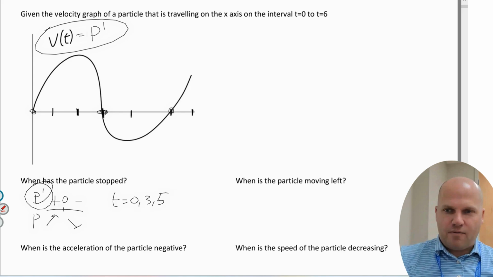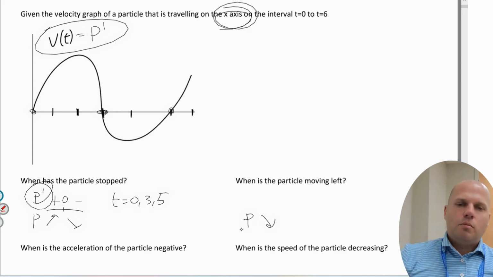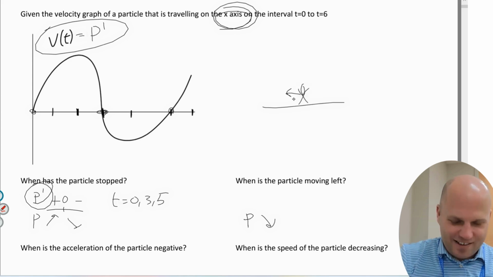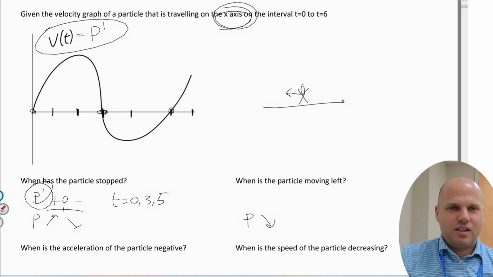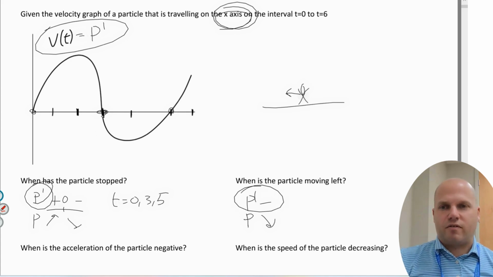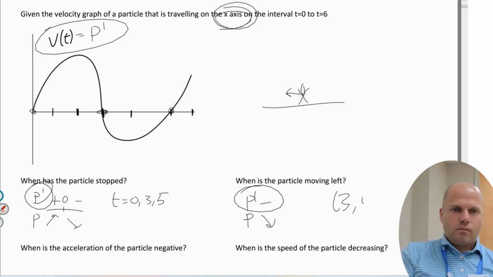When is the particle moving left? The particle is moving left when its position is decreasing on the x-axis. Again, we're on the x-axis, so I'm moving to the left if my position is decreasing. So that's when my derivative is negative. When is my derivative negative? It's not when my derivative is decreasing, it's when my derivative is negative. That's going to be from 3 to 5, times.